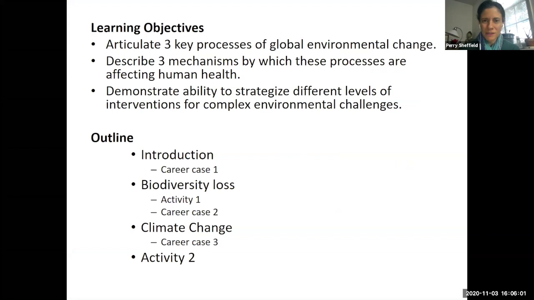So we want to talk about some of these processes of environmental change, describe some mechanisms that are working through these processes of global environmental change to affect health, and then talk about how there are strategies for interventions on these, and we'll give a couple examples of those. And I've interwoven into these some mini career cases just to hopefully inspire you and show you some other folks working in this arena.